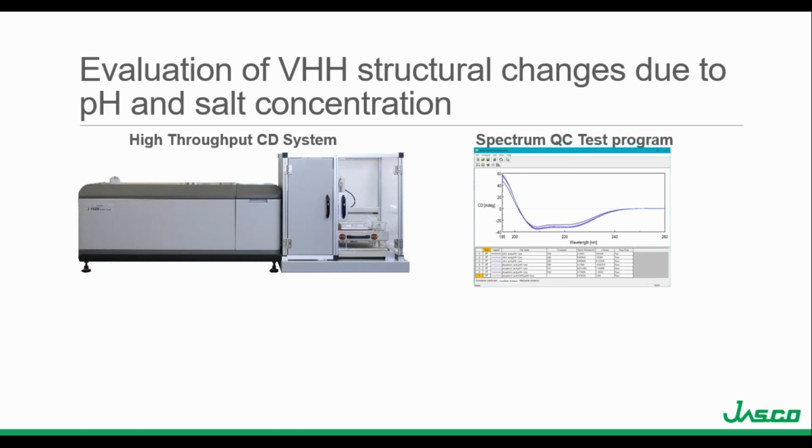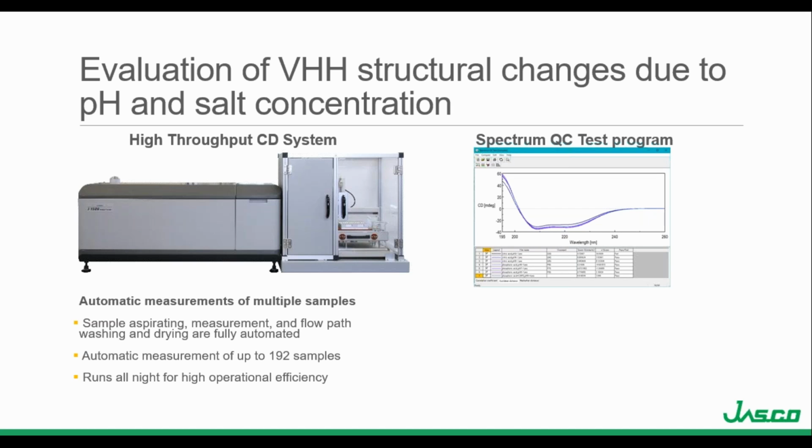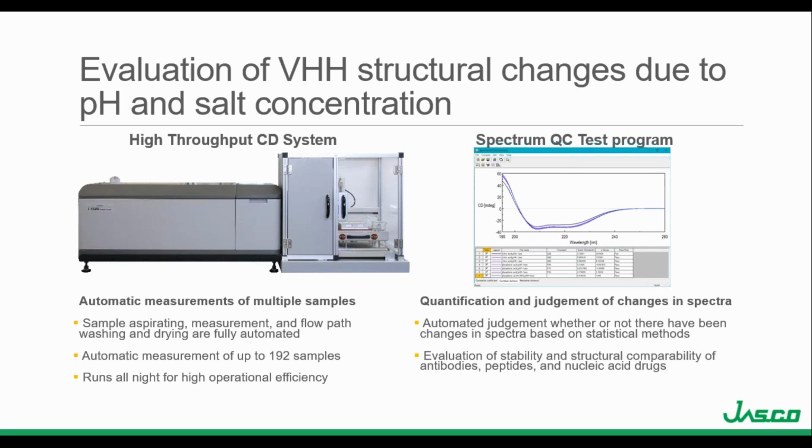So the structural changes of VHH were looked at using a high throughput CD system, and the changes quantified with our Spectrum QC test program. The HT-CD system automates sample measurement, aspiration, and flow path washing and drying for up to 192 samples. And the Spectrum QC test program then evaluates whether the changes in the spectra are statistically different from a specified reference set.